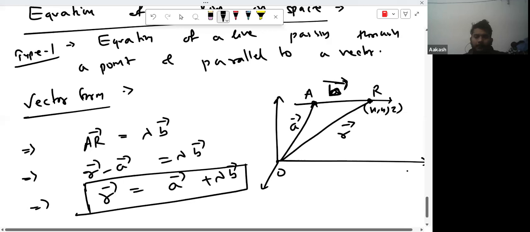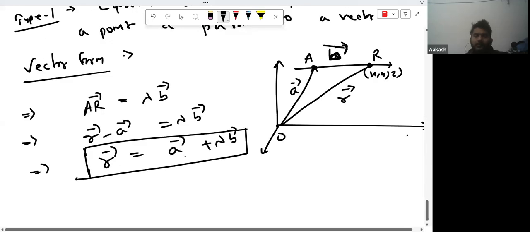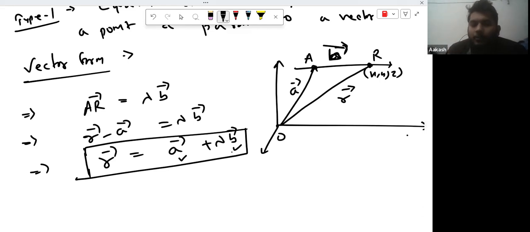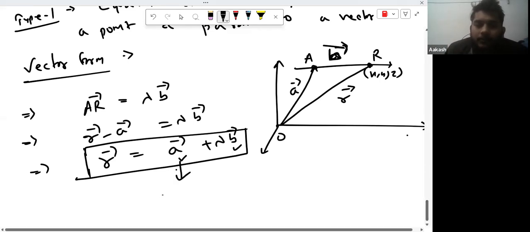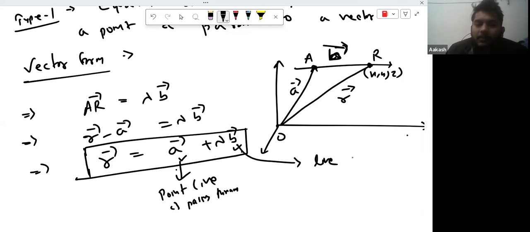You will be given the A vector and the B vector. The A vector is the point the line is passing through, and B is the vector the line is parallel to. Okay, note it down.